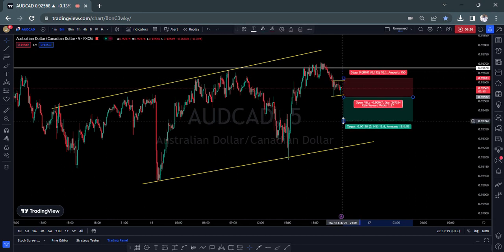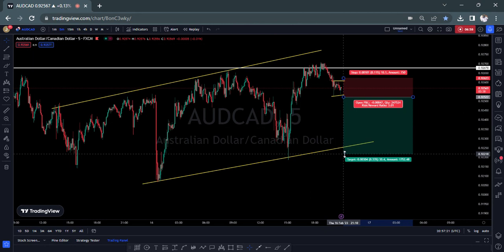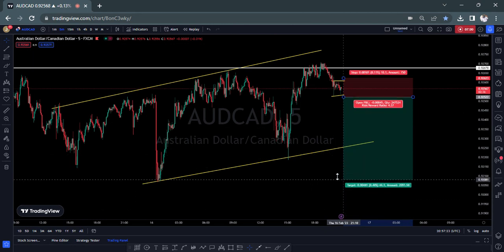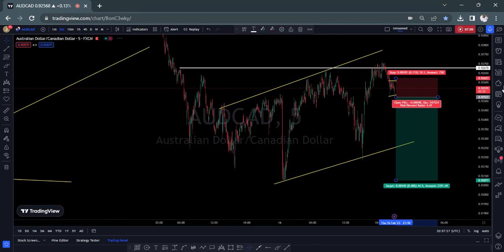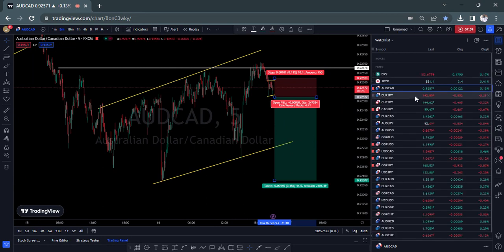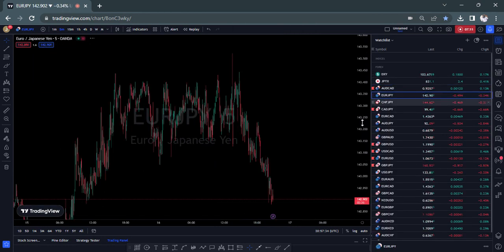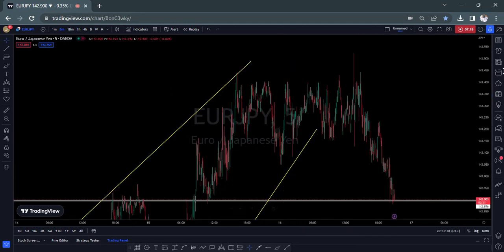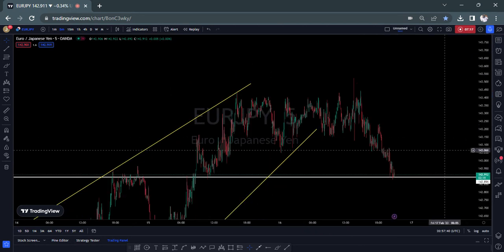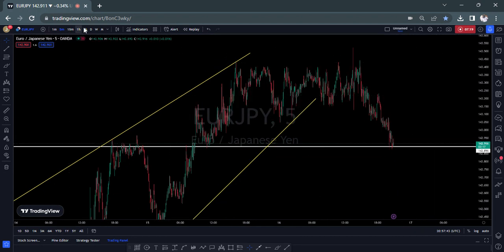I'll enter for the sell, maybe to this area or to the other low here, and that will be for 4%. So next one would be Euro JPY. I was supposed to make a video yesterday, but something came up.